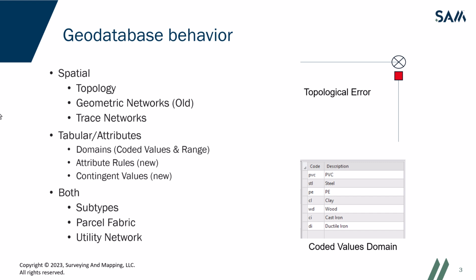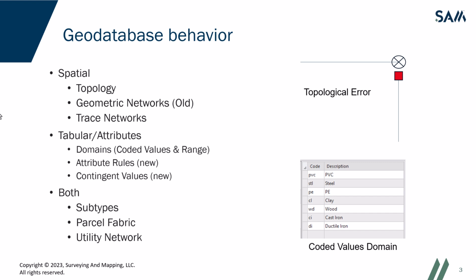A coded values domain you can think of as a pick list. This is the acceptable values that my users can choose from when entering in a specific attribute. A range domain is simply a minimum and maximum number value that can be entered into a field. Again, that has to be a numeric field for obvious reasons, but I can't enter anything outside of that minimum and maximum value. You can kind of see an example of a coded values domain here on the slide.